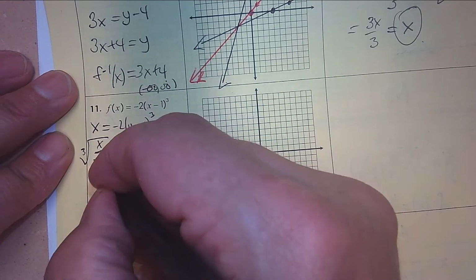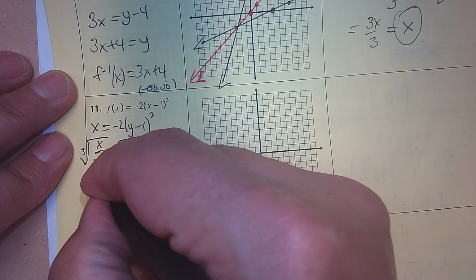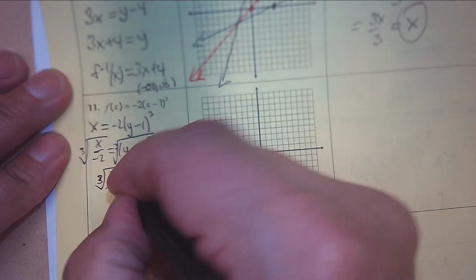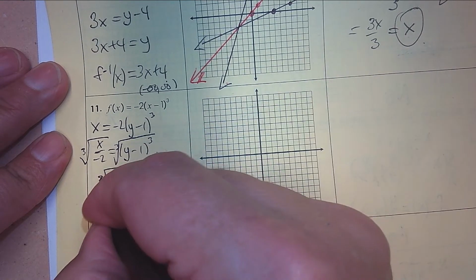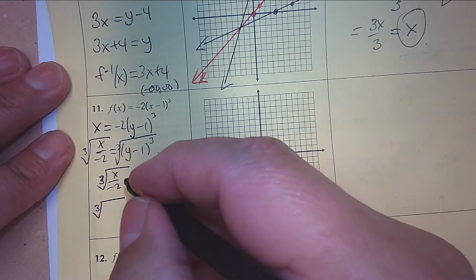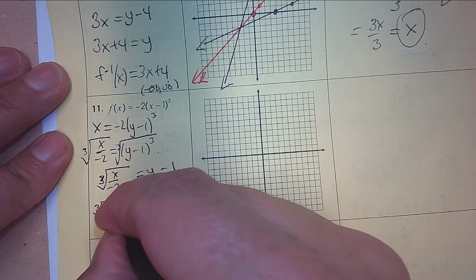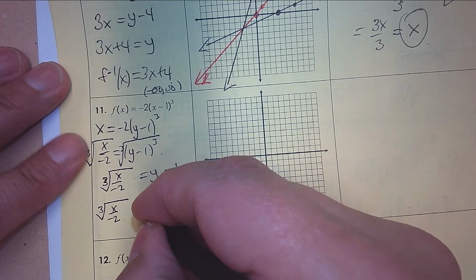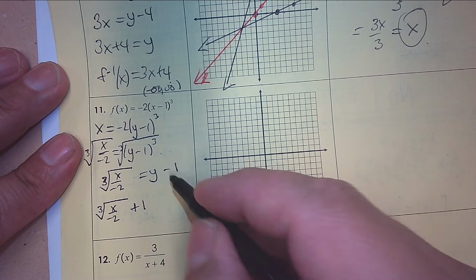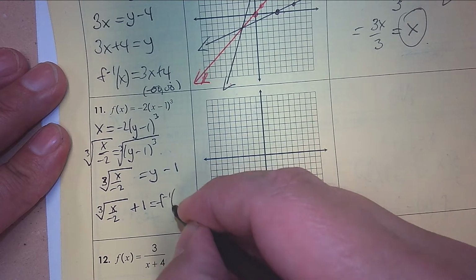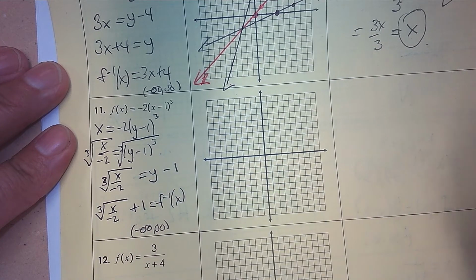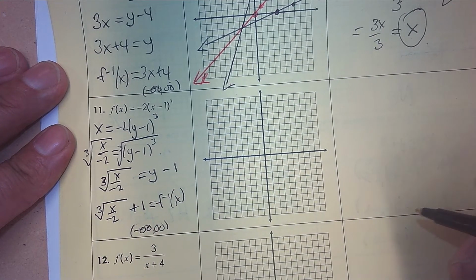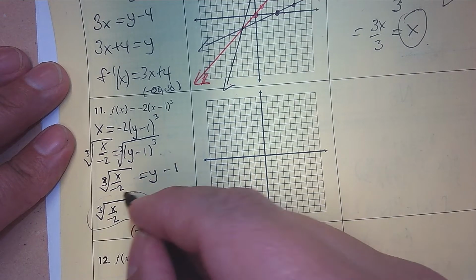So I have the cube root of x over negative 2 is equal to y minus 1. And then you have the cube root of x over negative 2 plus 1. Right? You add 1 at the end, and that's the inverse. It's a cube root, so again, it's all real numbers. So let's see if we can graph this or not. I know this looks intimidating, so we'll figure it out, I promise.